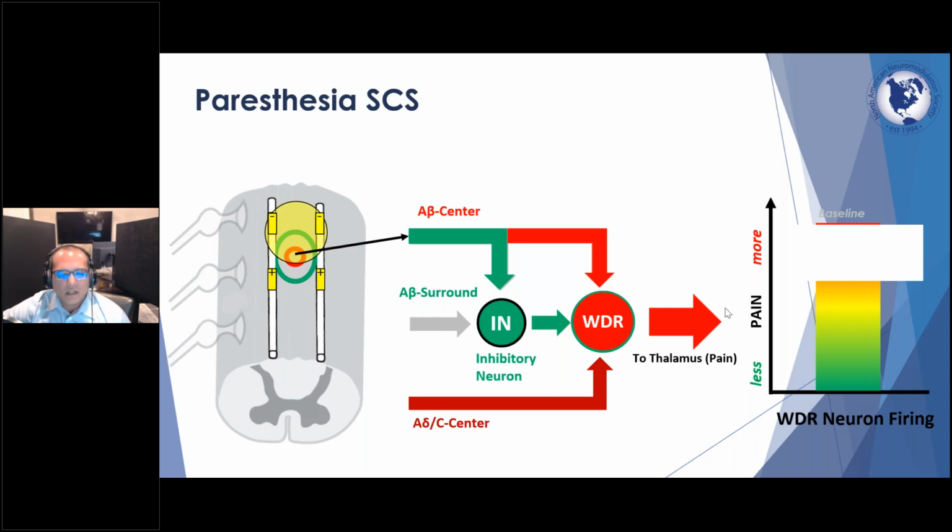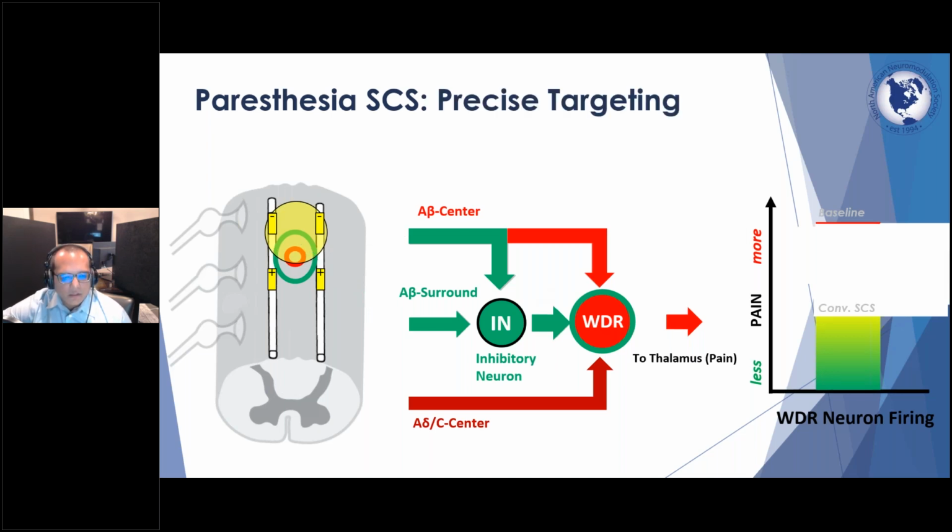And that's why there isn't a dense amount of pain relief with conventional paresthesia spinal cord stimulation. It works, but not as well as it probably could. So that's conventional gate control theory. The pro is you get very precise targeting because it's fast onset, covering the area of pain, but again, not very strong stimulation.